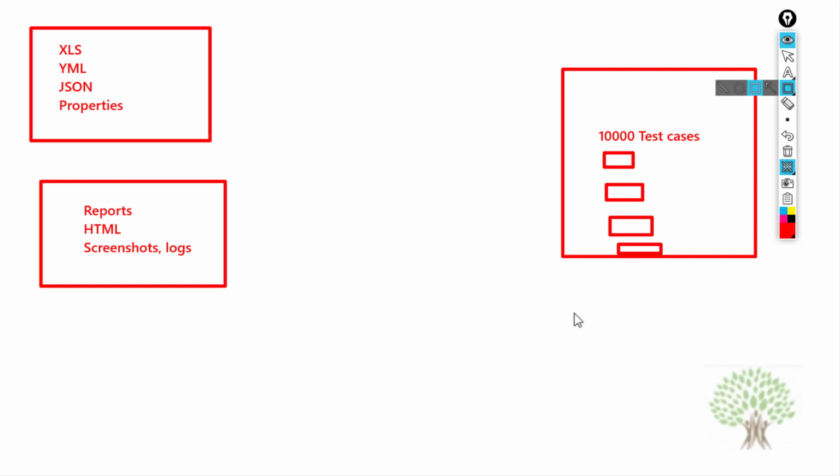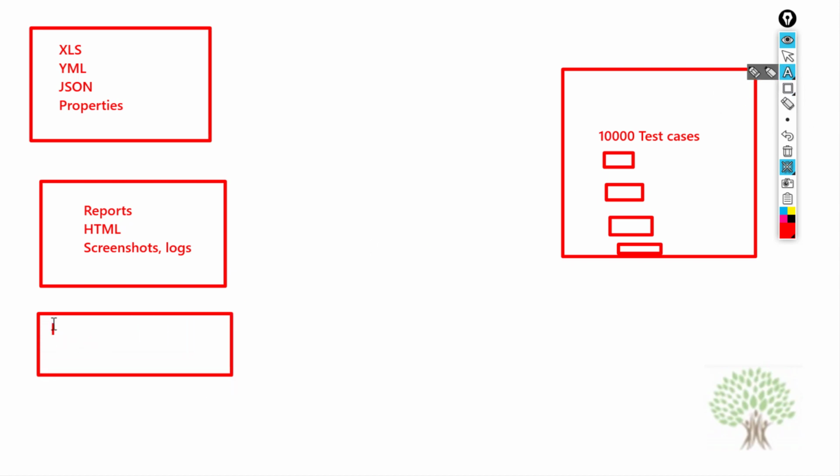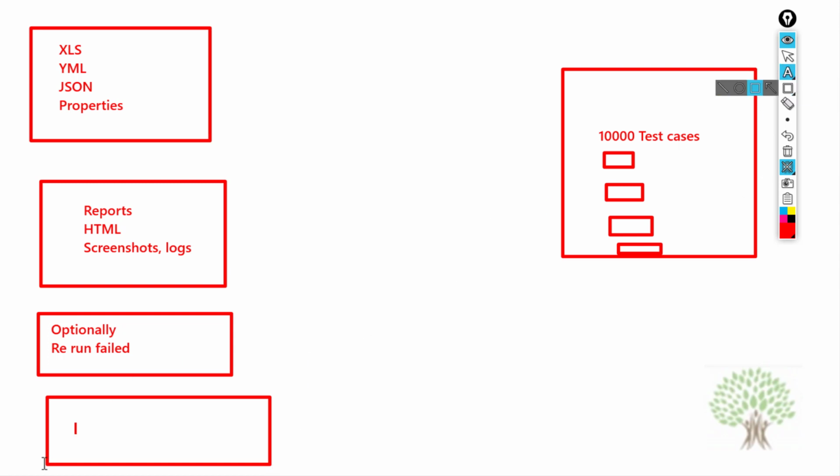And moreover, you would have the requirement that out of 10,000 test cases, at times you don't want to run all 10,000 test cases. You have to optionally run the test cases. You just want to run say 1000 test cases. Then if the test cases execute, you want to rerun the failed test cases. And then in the end you would also want to integrate other things like Jenkins for continuous integration, or you would want to integrate Grid for parallel execution of the test cases.